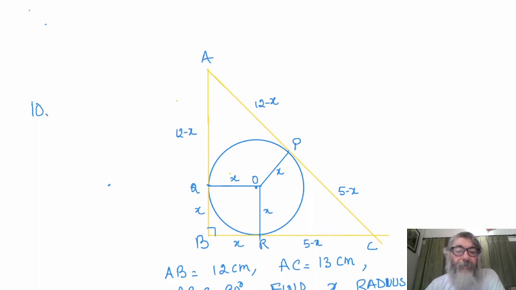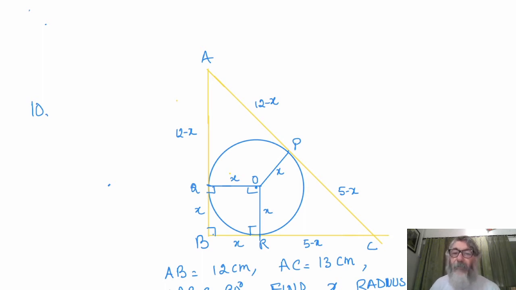And QB is equal to BR is equal to x, because the figure OQBR is a square. All angles are 90 degrees. This is 90 because radius is always perpendicular to tangent. It is also 90 degrees. This is 90. That the fourth angle will be also 90. So this figure OQBR is a square and each side is x centimeter.